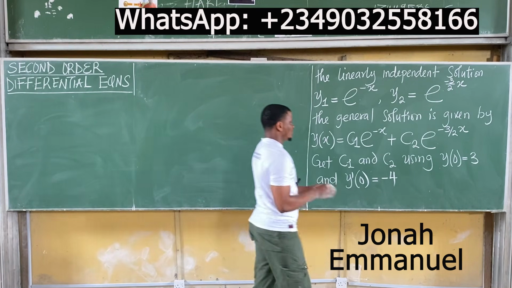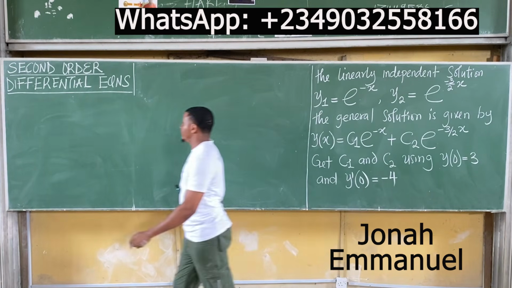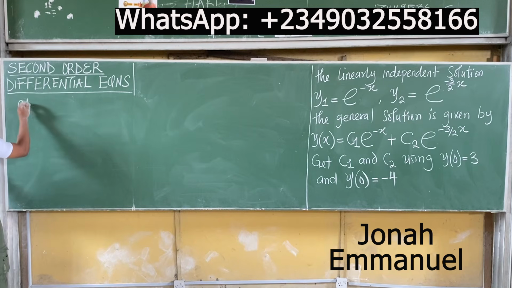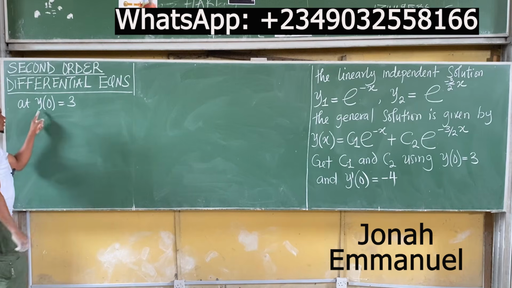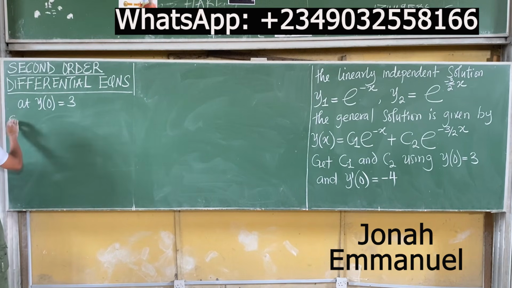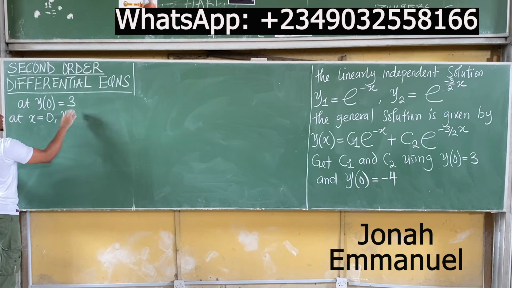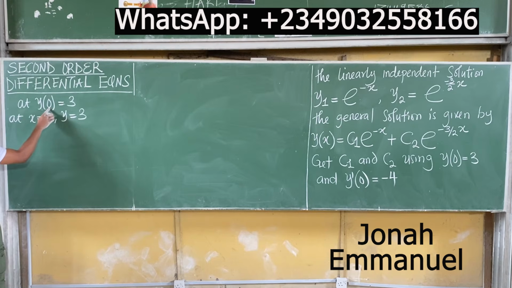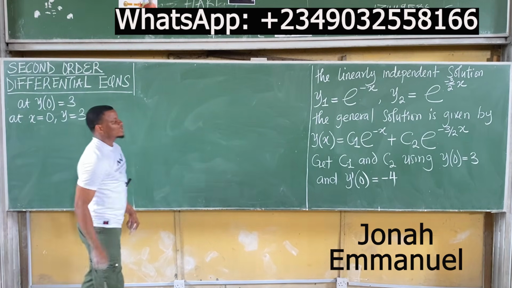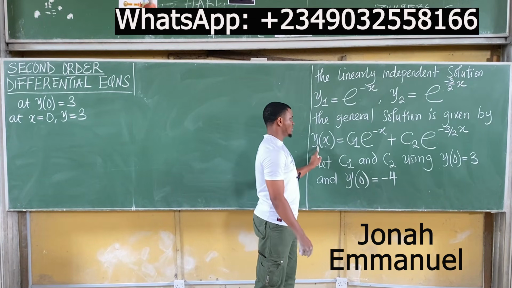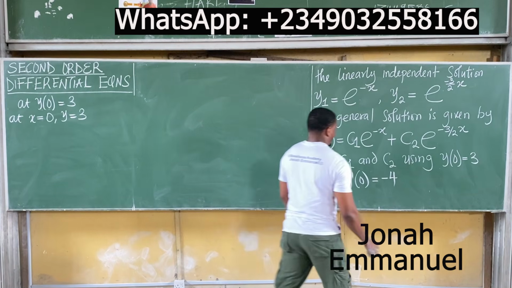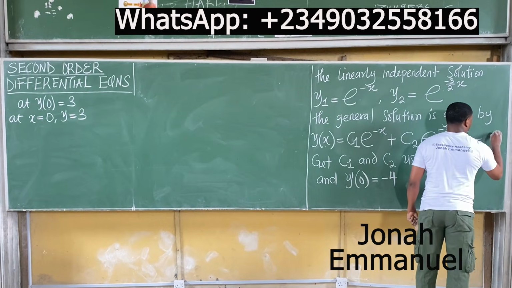Let's start with the first one there, y of 0 equal to 3. What this simply means is that what you have in the bracket is x. At x equal to 0, y is equal to 3. So I'll look for the y equation. Which of these is the y equation? This one here. Let me call this equation 1.